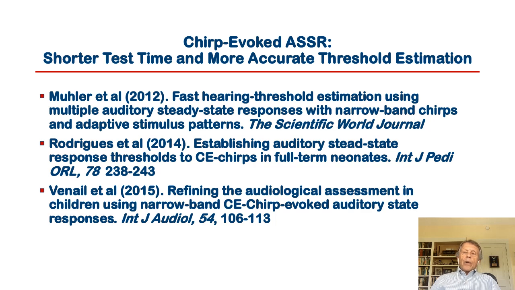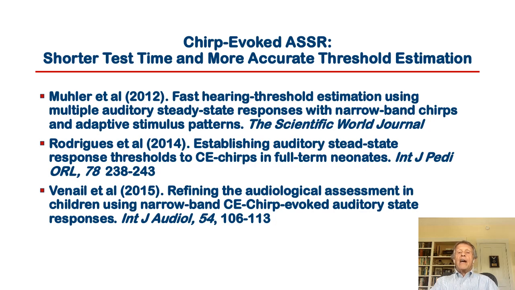Now, we could talk a lot more about ASSR, but I want to just quickly point out that there is quite a bit of new research using ASSR measurements evoked by chirp stimuli, the same chirp stimuli that we're talking about for ABR. And of course, the ABR wave 5 is much bigger for chirp stimuli, and so is the ASSR. So the chirp stimuli are more effective stimuli, not just for ABR, but for ASSR. So there are now probably a dozen, maybe even 20 articles describing the benefits of using chirp stimuli with ASSR.